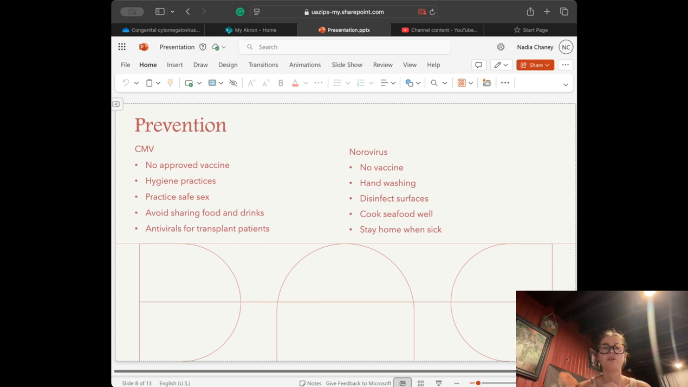And then for norovirus, there's also no vaccine. They are working on one, but sometimes it'll come out with a new strain, which makes it really hard to develop a vaccine. Again, hygiene practices, hand washing, disinfecting surfaces, cooking seafood well, and then staying home when sick. Obviously, that doesn't do anything for you if you have it, but it does prevent other people from getting it from you.